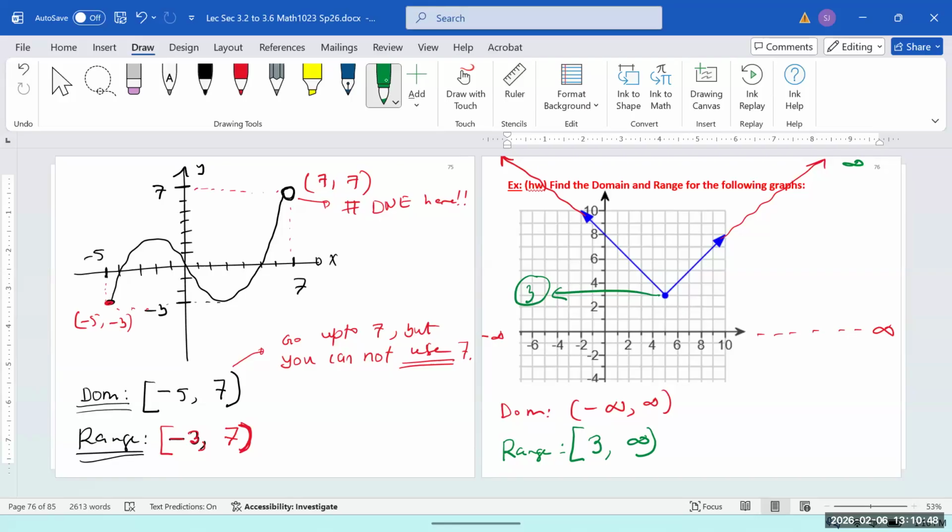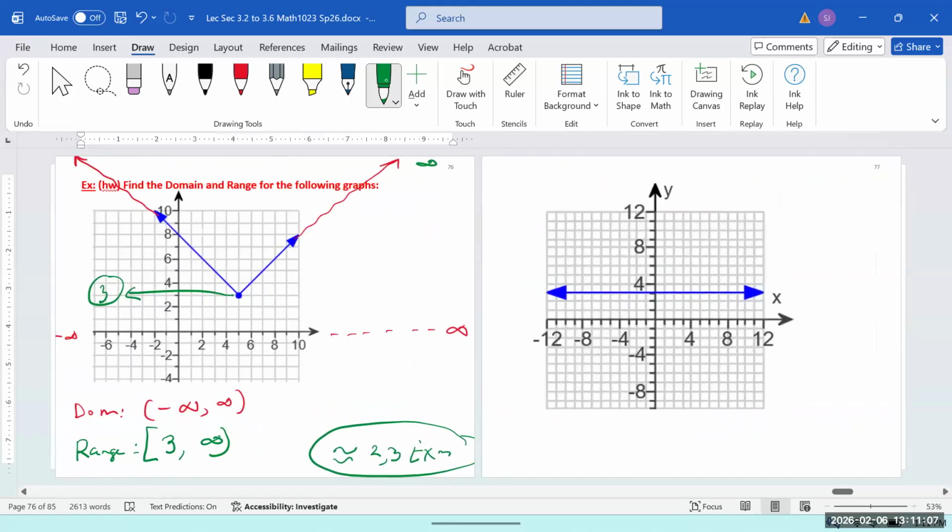And a few of these will be in your exam. At least 2 or 3. So 2 to 3 will be in the exam. Any questions so far? We are not done. We have more examples. So now since you understood the concept, it's time for volunteering. Who would like to do domain here?